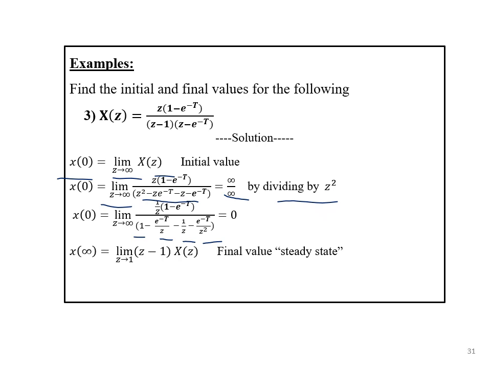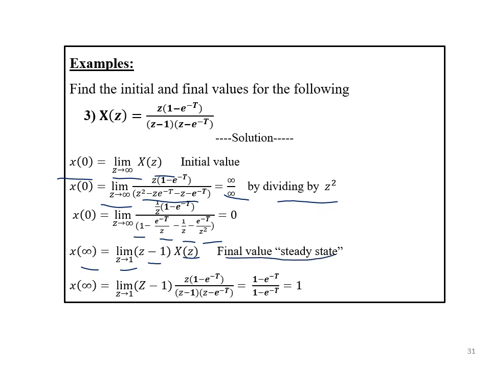And for the final value, we get limit z tends to 1 of z minus 1 times x of z, the final value or the steady state of the system. We cancel z minus 1 with z minus 1 and substitute by z equal 1. We get 1 minus e power negative t divided by 1 minus e power negative t, which is equal to 1.